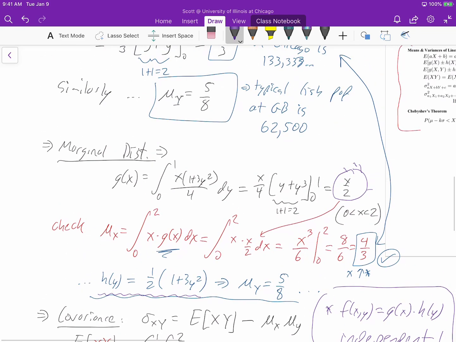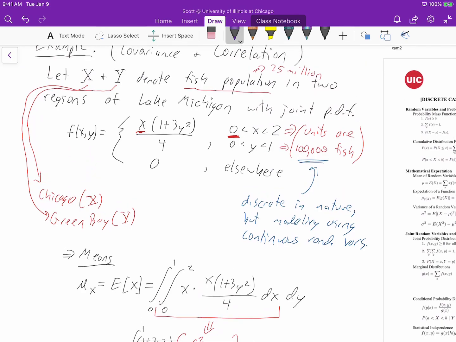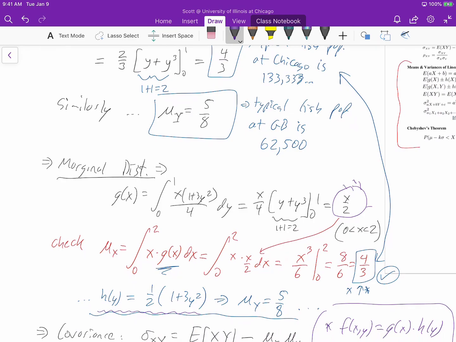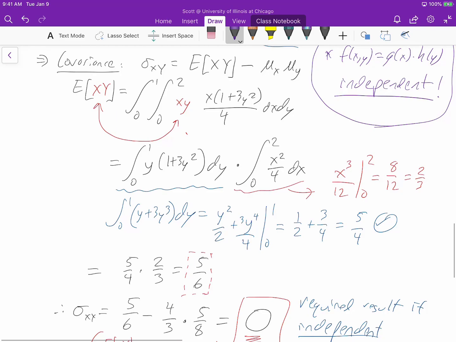F of x, y, go back to the definition here, was x over 4, 1 plus 3y squared. G of x was x over 2, but the other 1/2, remember, it was x over 4, 1 plus 3y squared. We got a half in the h of y term, right? The marginal distribution for y. So multiply those two together, you get f of x, y back.